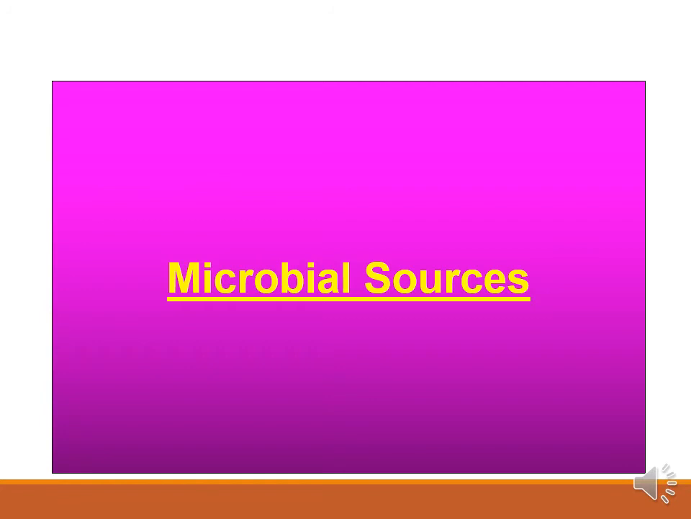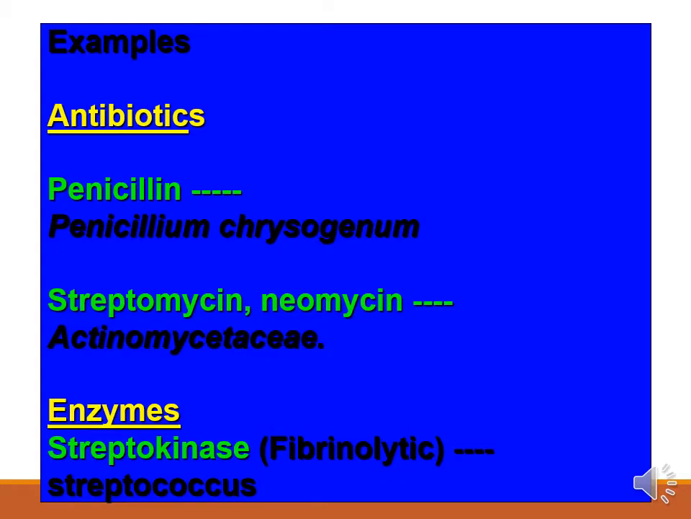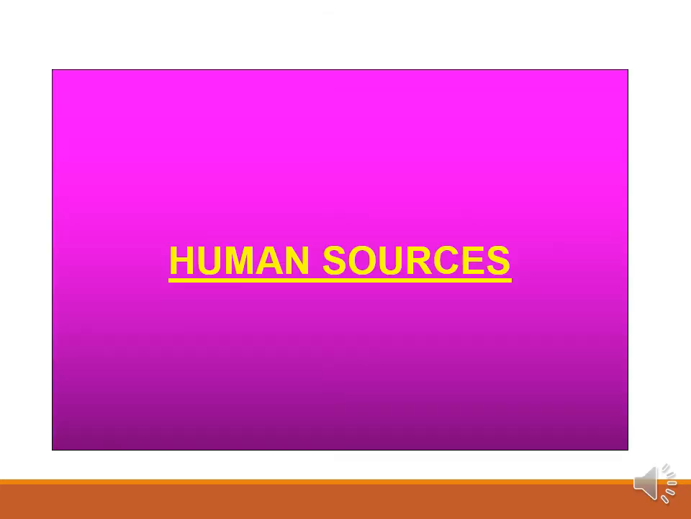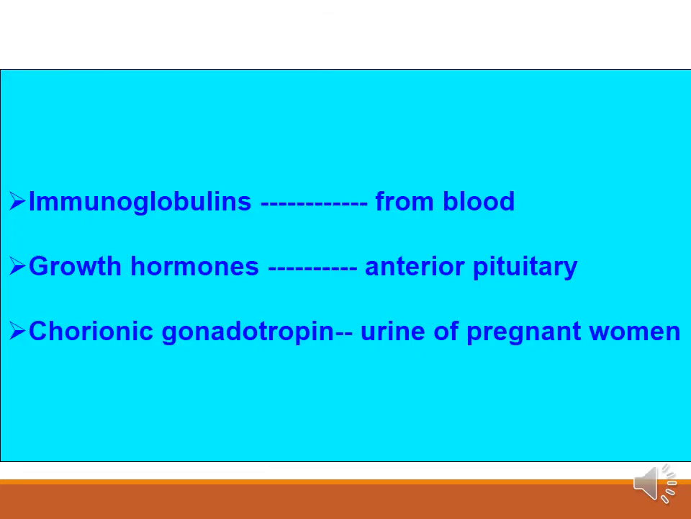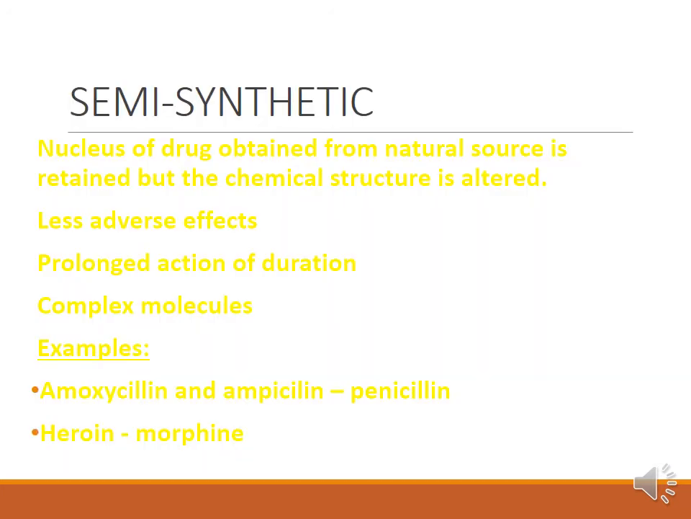Now comes the fourth natural source, that is microsources. We very well know antibiotics are made from microbial sources, and one of the commonest very important antibiotics, penicillin, is being produced from penicillium, then streptomycin, neomycin, and some of the enzymes such as streptokinases. ठीक है जी? Then comes the human source. These are all natural sources. Now we are towards semi-synthetic.